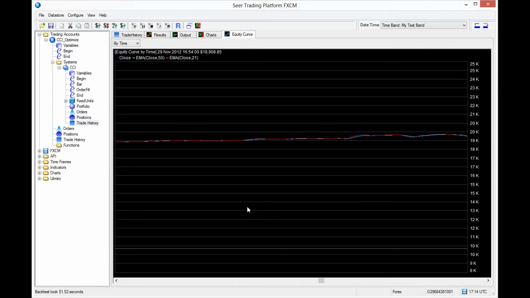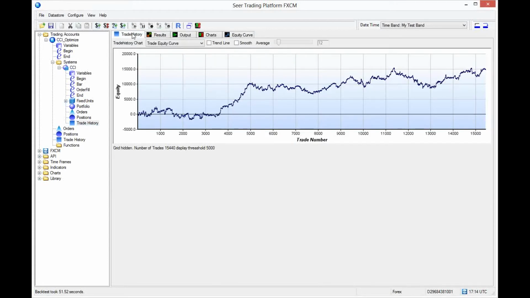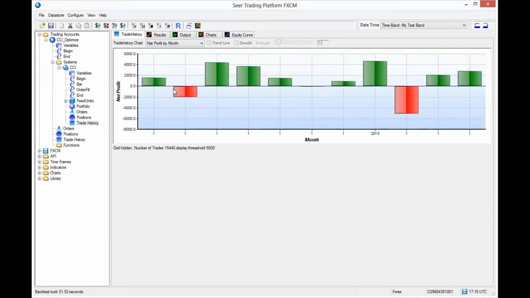So again, you can click on trade equity curve and you can see the actual mark-to-market equity curve, or look at just the trade history to look at the actual trade equity curve or your returns. Okay. Now, if you think that's pretty cool, I'm going to show you something which is even cooler.